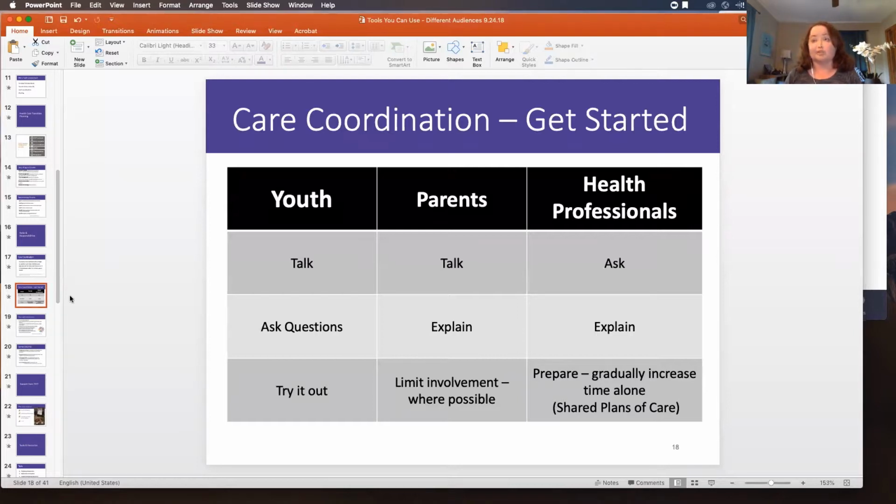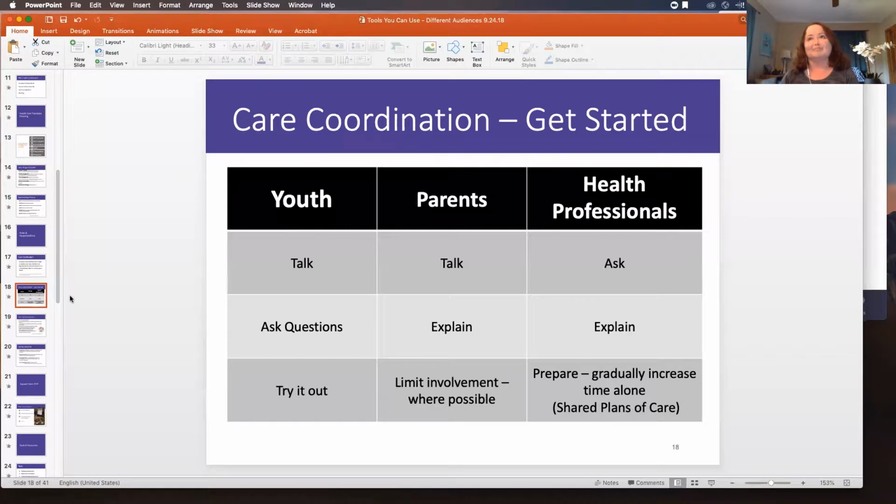And then we encourage those healthcare professionals to ask questions and explain, much like the parents, or instead of the parents. Sometimes that makes more sense to hear it from them, because sometimes teens don't want to listen to your mom and dad.